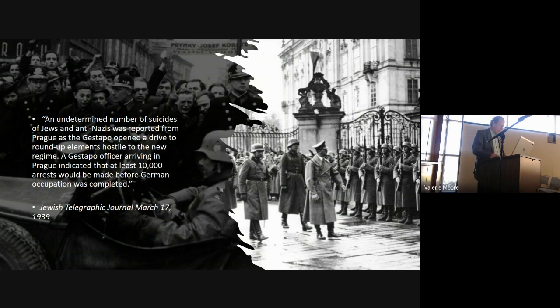So in fact, I found a citation from the Jewish Telegraph Journal, which was, I think, produced in London, and Americans were able to read it. And it basically says up there, an undetermined number of suicides of Jews and anti-Nazis was reported from Prague as the Gestapo opened a drive to round up elements hostile to the new regime. A Gestapo officer arriving in Prague indicated that at least 10,000 arrests would be made before German occupation was completed.